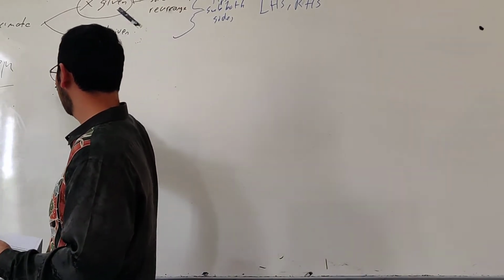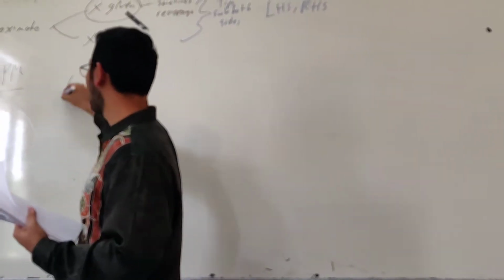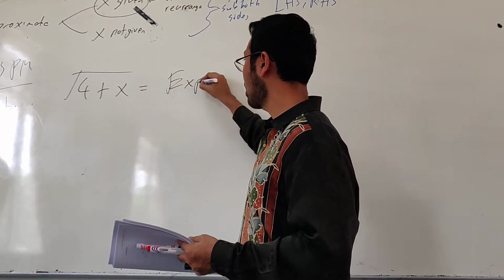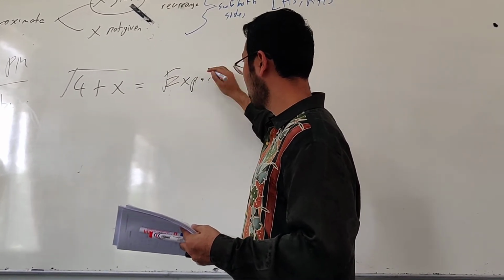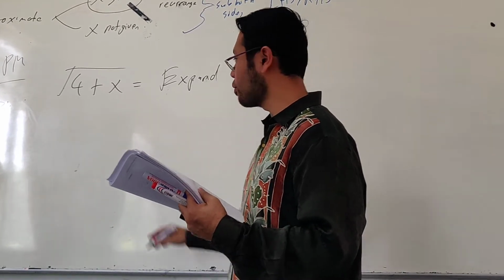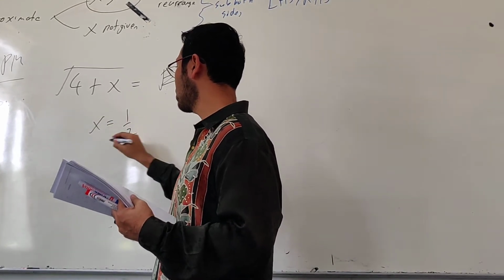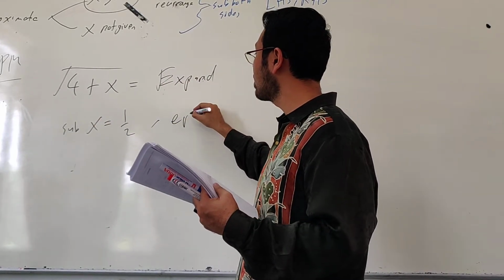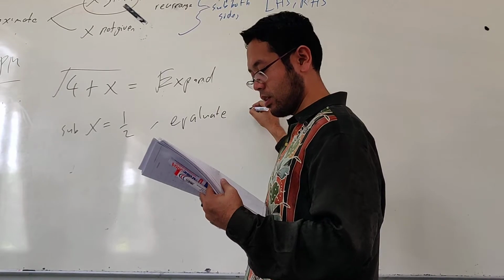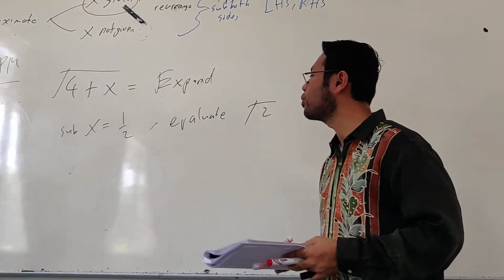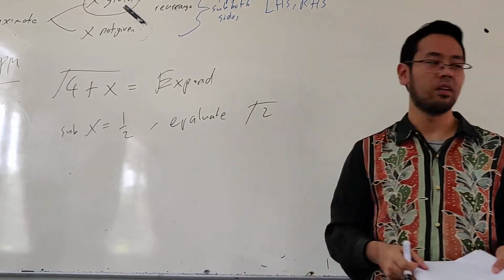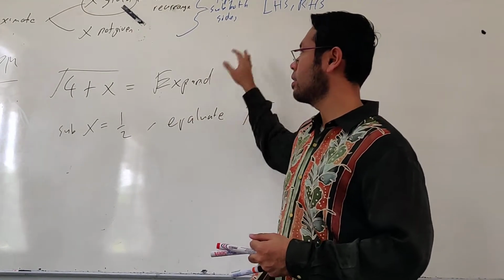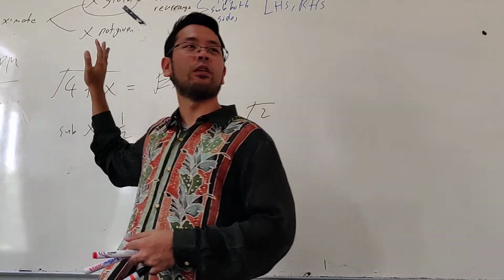You're given this, 4 plus x square root equals to, and then we expand. And then the question gives you x equals to 1 over 2, and then it asks you to evaluate square root 2. So how do we solve this one? What type of question is this? Where we need to approximate or evaluate.